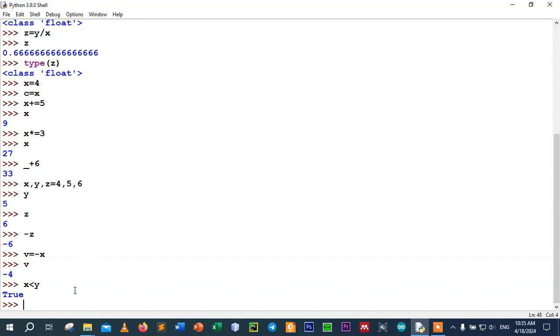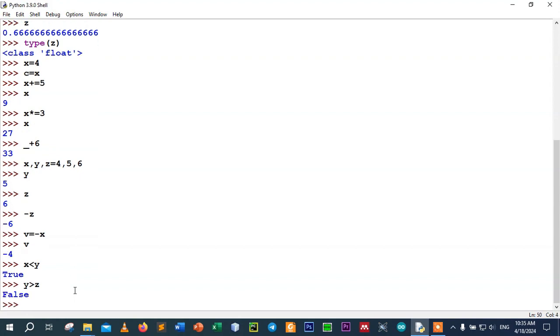What about y greater than z? It is false because the value of z is 6 and the value of y is 5. So 5 is not greater than 6.